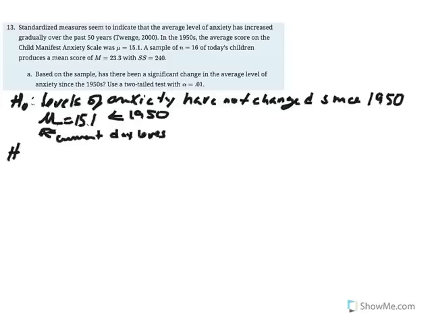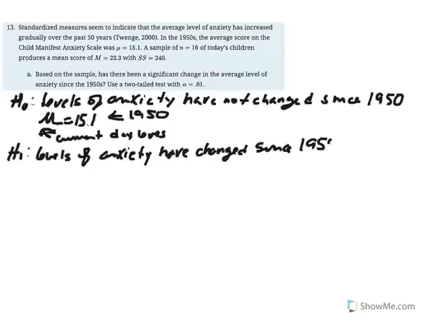The hypothesis would say that the levels of anxiety have changed since 1950. And we would say the current level does not equal the 1950 level average of 15.1. So we've established what the research and null hypothesis would look like. Again, we're going to test the null hypothesis using a two-tailed test at alpha equal to 0.01.